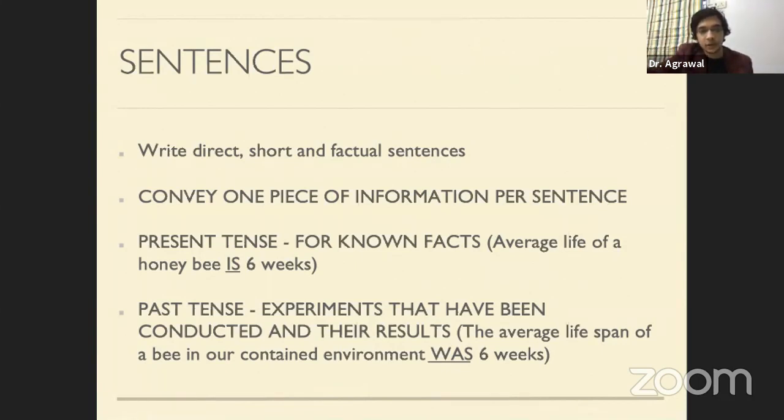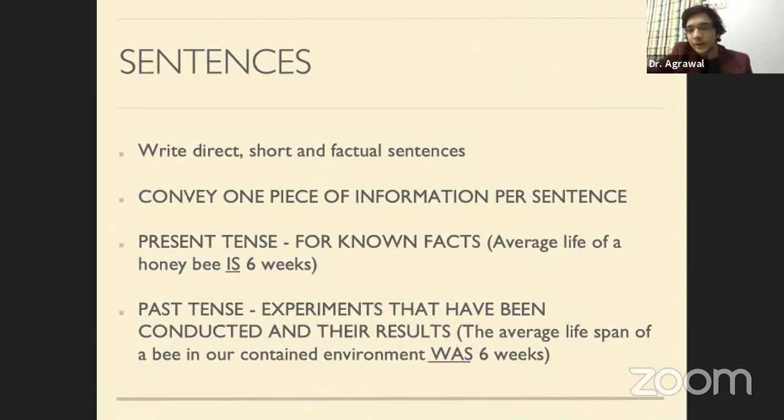Use the present tense for known facts. Use past tense for experiments that have already been conducted, and for results of those experiments. For example, for present tense, the average lifespan of a honeybee is 6 weeks. But for experiments that have already been conducted, even the ones that you have conducted, you can say the average life of a bee in our contained environment was 6 weeks.